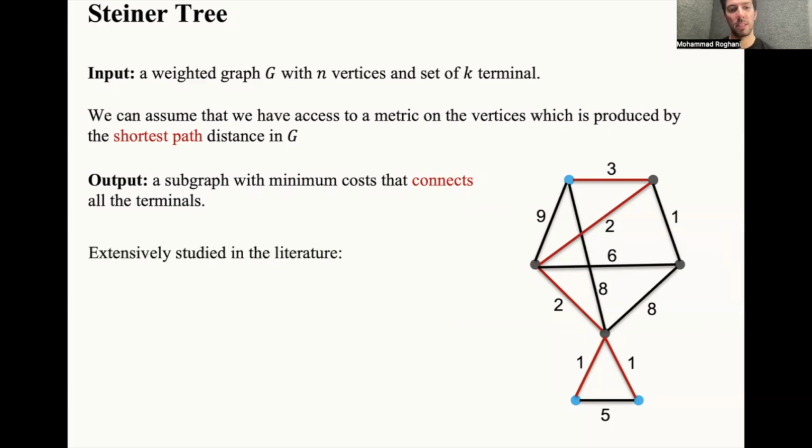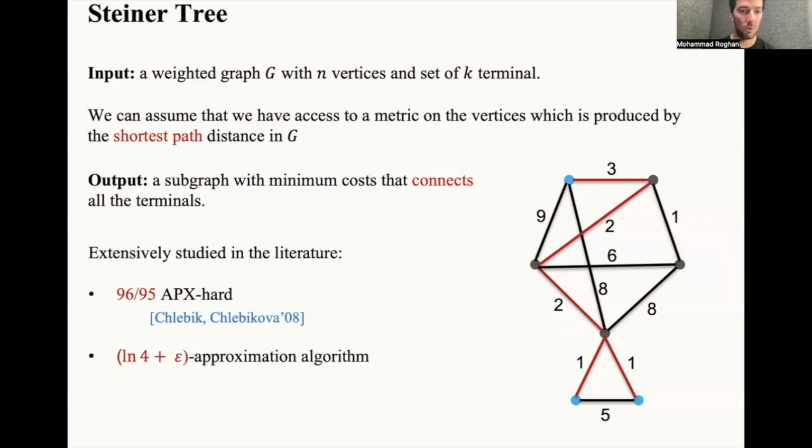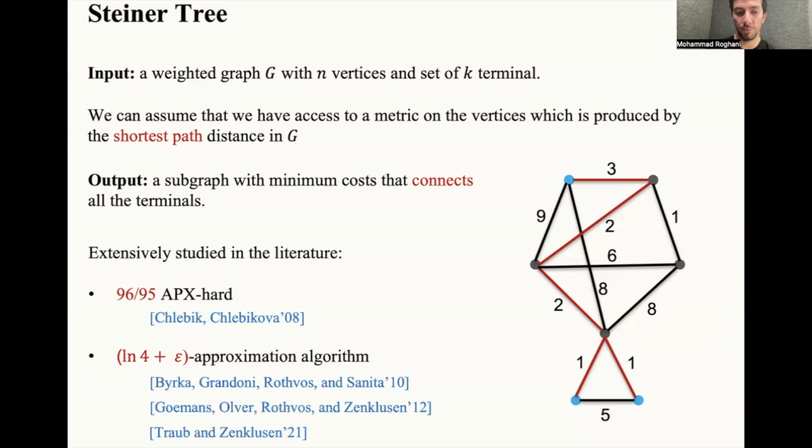This problem has been extensively studied in the literature. It was proven by Chlebík and Chlebíková in 2008 that this problem is hard to approximate within a factor of 96/95. The best known approximation algorithm for this problem in polynomial time is ln(4) plus epsilon, which was the result of three different papers.